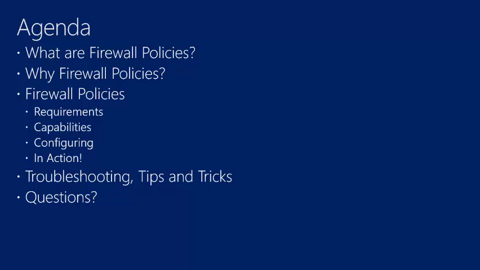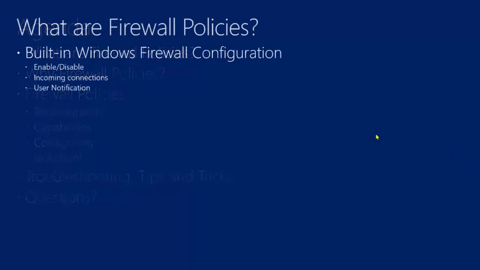Getting started, what are firewall policies? Whenever we really think about it, there's really 3 areas where firewall policies in Configuration Manager play. First, the ability to enable and disable the firewall, the ability to determine whether or not you're going to accept or reject incoming connections, and then also whether you're going to notify the user when connections were blocked. So those are the 3 areas you can cover with Config Manager. Pretty simple, right?